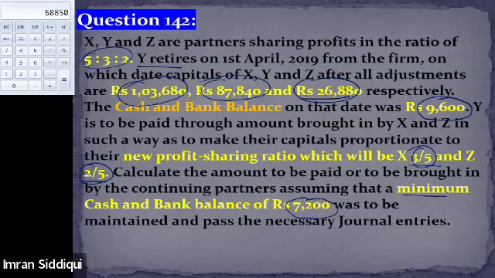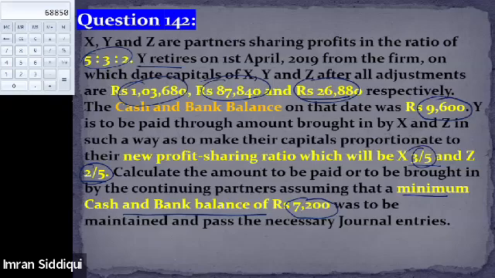So this is a new point in this question. Every other thing is almost the same. The new thing is that we already have a cash balance of 9,600, but the question requires us to maintain a cash balance of 7,200 only. So that means we have excess cash available with us.